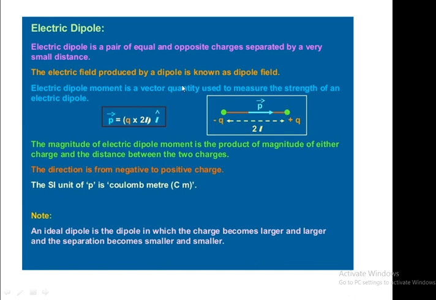The strength of an electric dipole is measured with a quantity called electric dipole moment. Dipole moment. What do you mean by dipole moment? Dipole moment is a vector quantity used to represent the strength of an electric dipole.